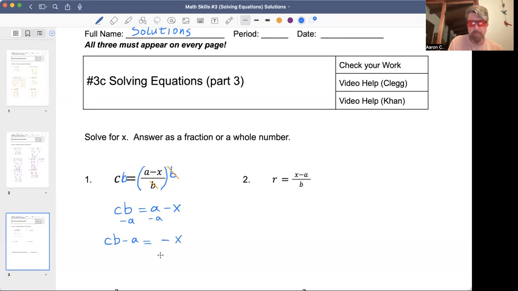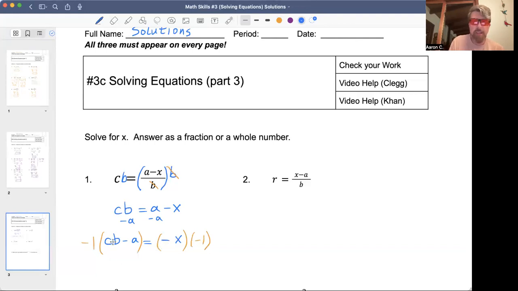And then since it's negative x, all I have to do is multiply the whole equation by -1, or I could divide by -1. Either way, it does the same thing. So I can take, maybe I'll do it like this. I'll do it in a different color so it's really clear what we're doing here. So I'm going to multiply by -1 on that side, and I'm going to multiply by -1 on the right as well. So it's multiplying on both sides. And then all that's going to do is change all the minus signs and everything around.